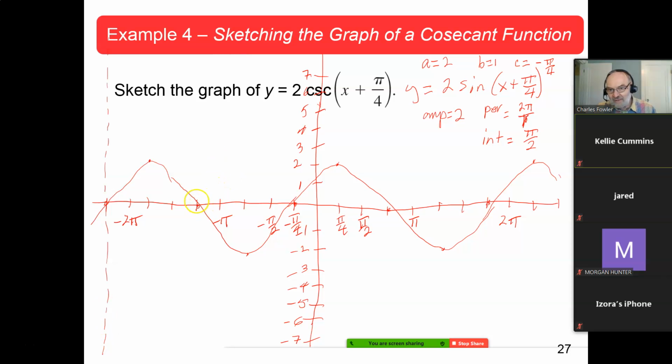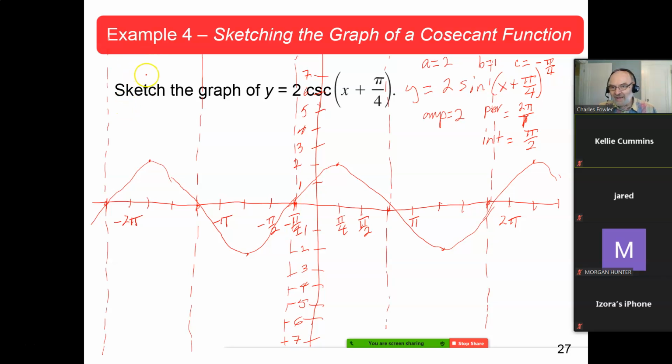Every intercept becomes a vertical asymptote because you can't divide by 0. Okay, there's a vertical asymptote there, and there, and there, and there, and there. Sound like Bob Ross, don't I? Okay, and there. Okay, you got your vertical asymptotes.